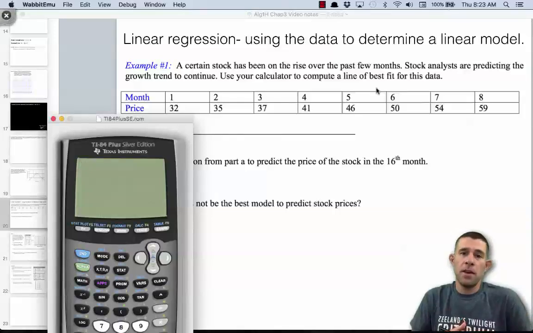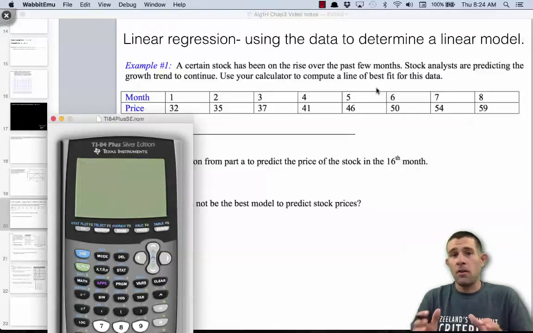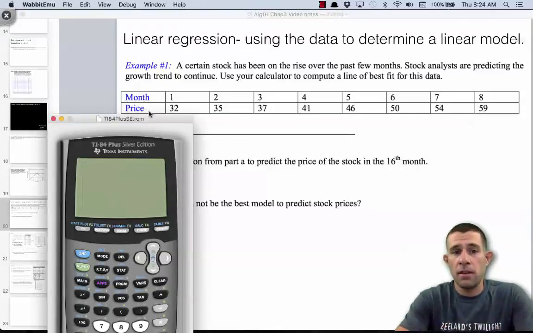So far in this chapter, we've taken a look at three different methods to calculate the equation of a line. Today we're going to take a look at a fourth method called linear regression. Linear regression uses the data to determine a linear model that fits that data. In order to do this, we're going to use our graphing calculator, so have your graphing calculator available.